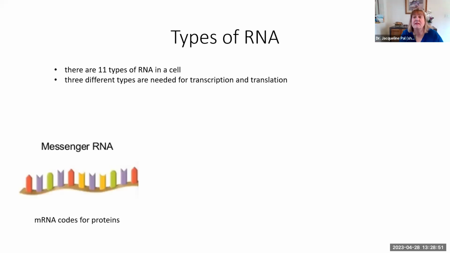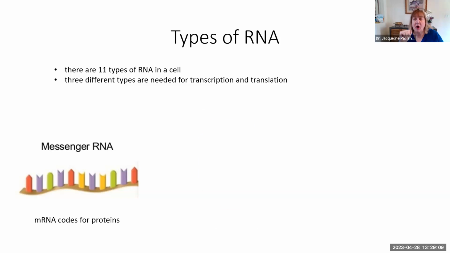So the first type is messenger RNA. And messenger RNA is going to be abbreviated as a small m in front of RNA. And it's messenger RNA that's going to be coding for the protein. So you can see we need to make the messenger RNA before we can make the protein.